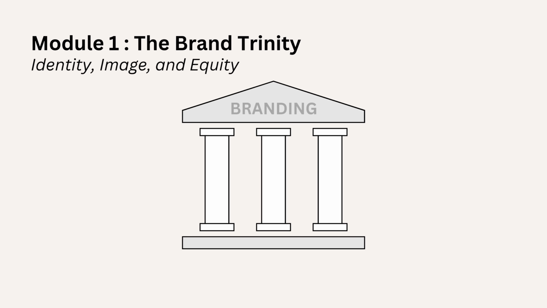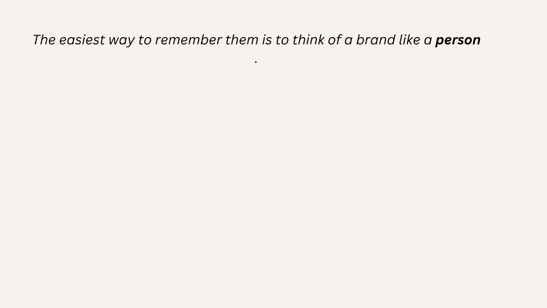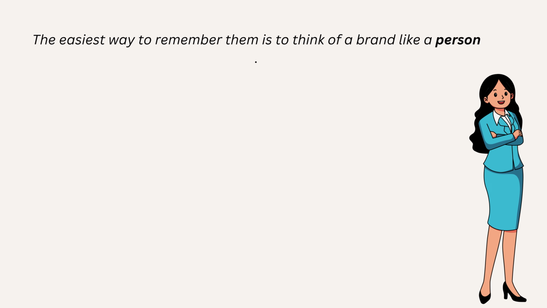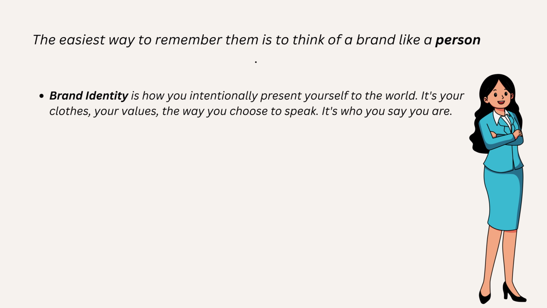To understand branding, we need to start with its three foundational pillars: brand identity, brand image, and brand equity. Now, these terms get thrown around a lot, and they're often used interchangeably, but they are fundamentally different. The easiest way to remember them is to think of a brand like a person. Brand identity is how you intentionally present yourself to the world. It's your clothes, your values, the way you choose to speak. It's who you say you are.